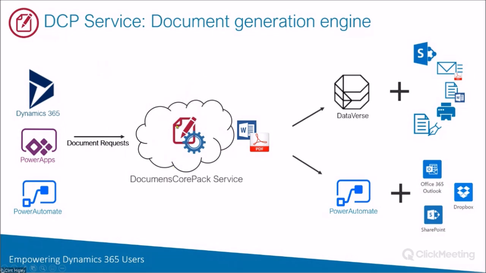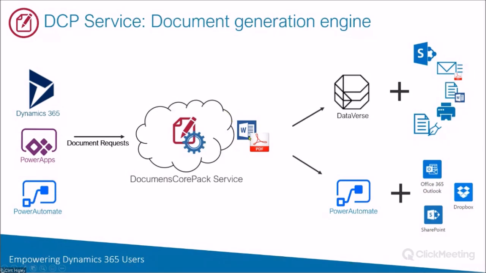That DocumentsCorePack service that you have takes the information from Dynamics or the Dataverse and turns it into, say for example, a Word doc or a PDF. These are normally the main two that we see people doing with it, but there are a couple of other options you can do as well. But these are basically the main two.